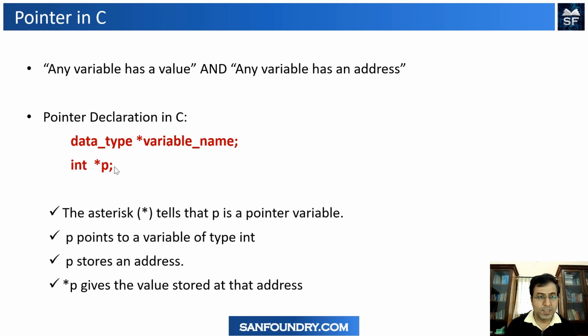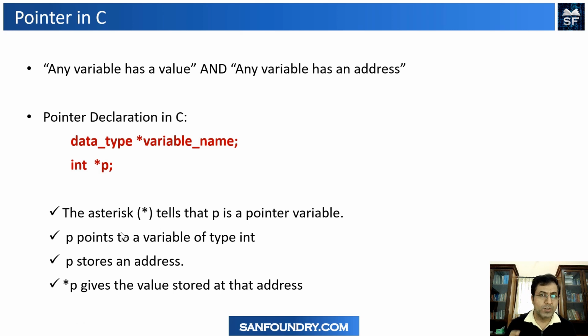So let's take this example further. We have created p as a variable, and this variable is basically a pointer to an integer because we have an asterisk. The asterisk tells that p is a pointer, and this p is pointing to a variable of type integer. So what is p supposed to do? p is supposed to store the address, right? So p stores the address of an integer.